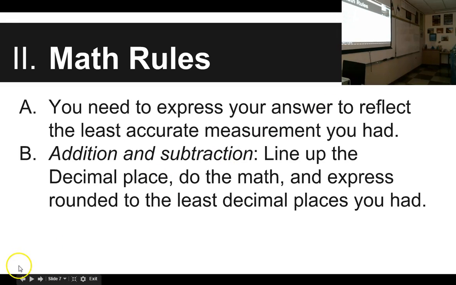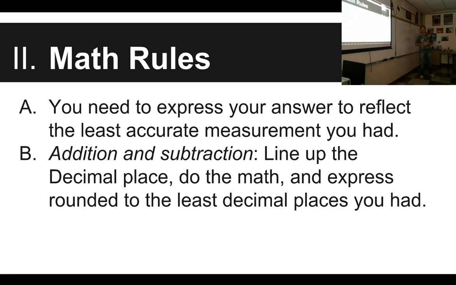So when we're doing this, it's an opportunity to be honest. That's why we do this. You want to make sure that the measurements you express in your answer show the reader how good your measurement tools are, and that you don't show a whole bunch of digits when you didn't measure a whole bunch of digits. So you need to express your answer in the least accurate measurement that you had. For addition and subtraction, it's just like adding decimals: you line up the decimal place, do the math, and then round to the least number of decimal places that you had.